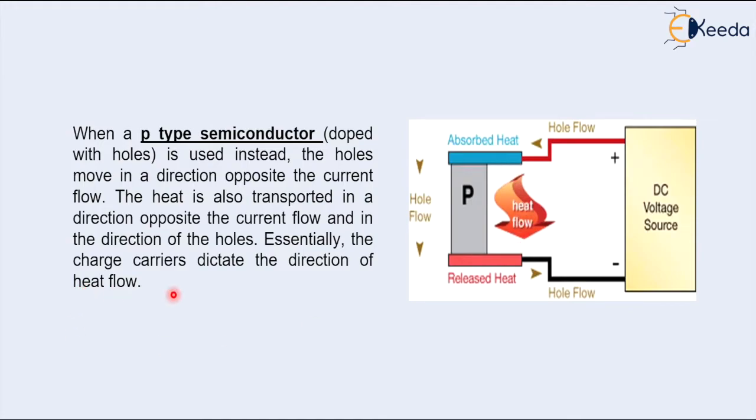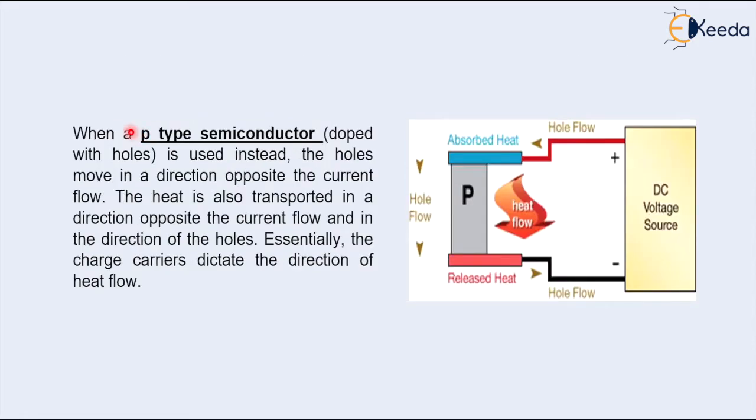So essentially the heat is also transported in the direction opposite to the current flow and in the direction of holes. Essentially the charge carriers dictate the direction of heat flow. That means if positive charge is flowing in the direction opposite to the current flow, the direction of heat flow will be in the direction of charge carrier flow. And if it is in the direction of electron flow, then heat will flow in the direction of electron flow.